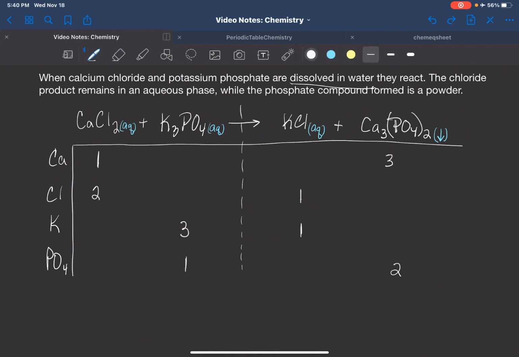All right. So now that we've got this, here's the next thing that I recommend. We've got everything separated nice and neatly. On the left side is the reactants, the right side is the products.